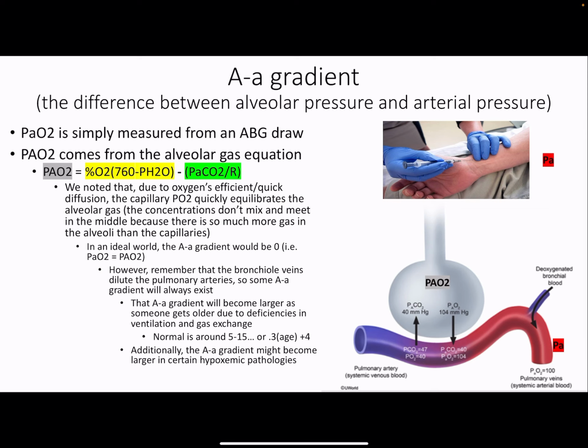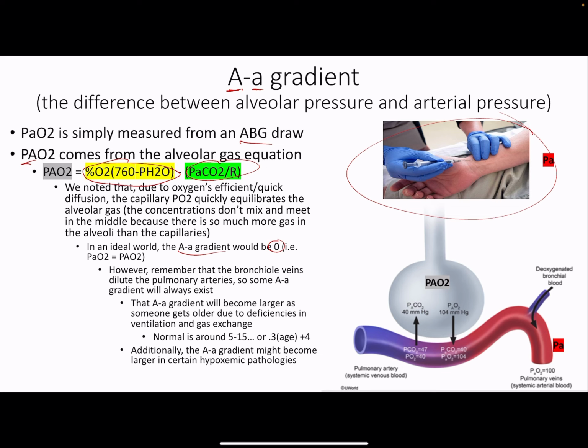To get a good grasp on hypoxemias, first we should understand the AA gradient. Last time we said that A is alveolar and little a is arterial. Arterial, you're simply going to get from an arterial blood gas draw. And then the big PAO2 is just the alveolar gas equation, the amount of oxygen that gets into the alveoli minus the amount that leaves the alveoli. In a perfect world, the AA gradient is going to be 0. All of the values that are in the alveoli get into the arteries.